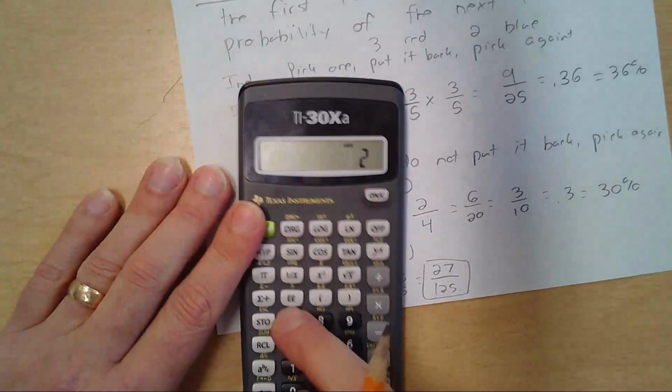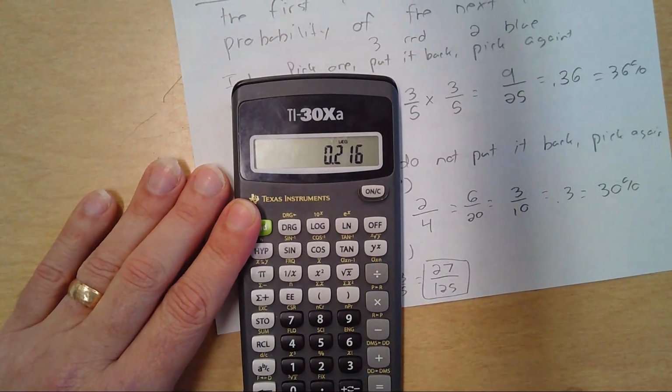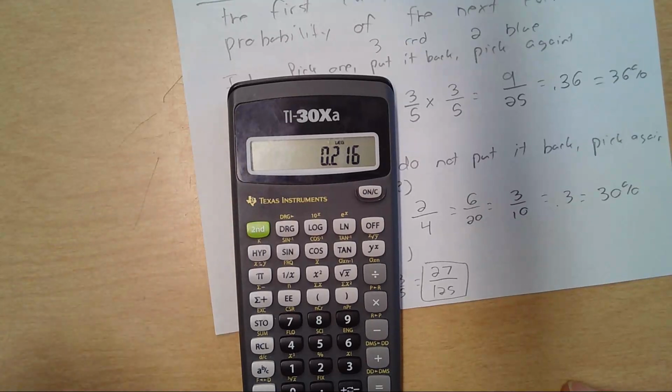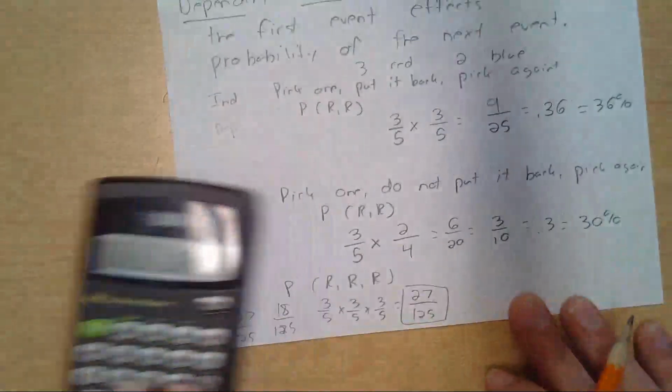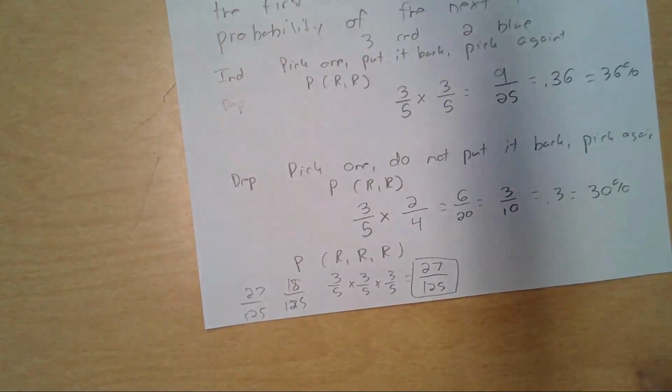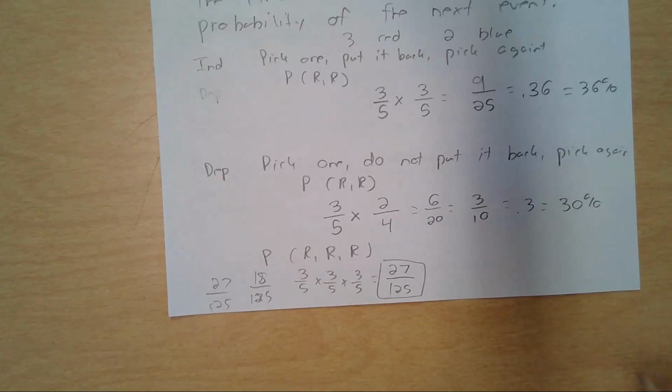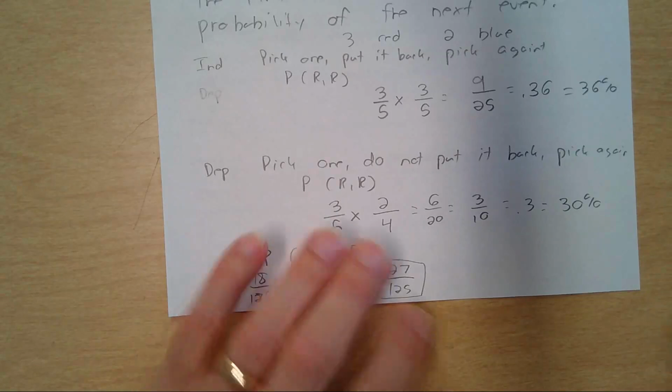So 27 divided by 125. The probability of getting red, red, red, if I keep putting it back, is about 21.6% of that happening there if I keep putting it back. So now, what if I don't put it back? What's the probability of that? 1/10, yeah.